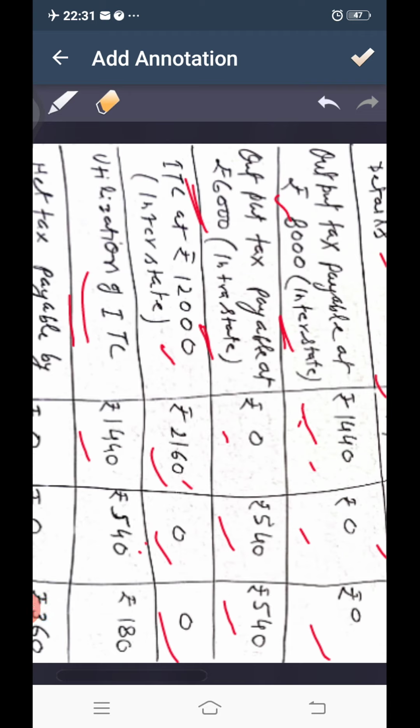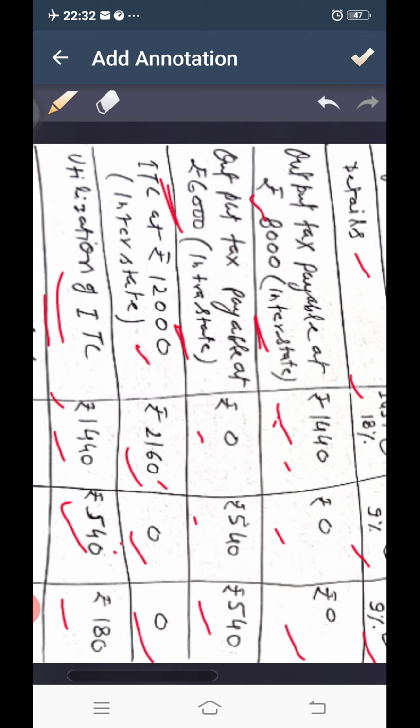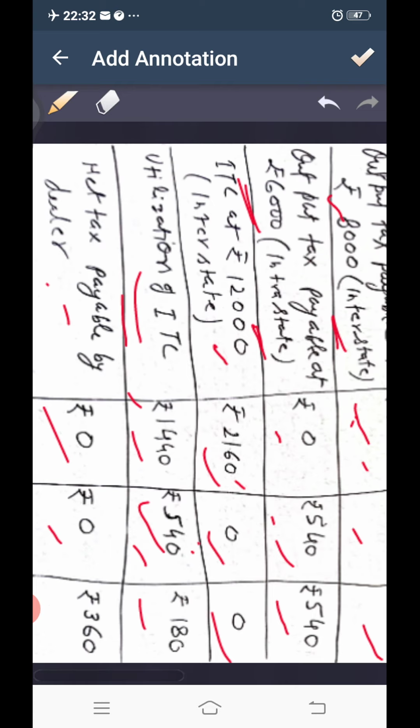So CGST, that is output tax, is 540. So we will pay here 540 rupees for input also. Then remaining 180 rupees from 720, that we pay as SGST. Then net tax payable by dealer. Here output tax was 1440, which we have already paid. So IGST remains 0, no need to pay now. Here CGST output tax is 540, input also we have made 540, so that is 0.